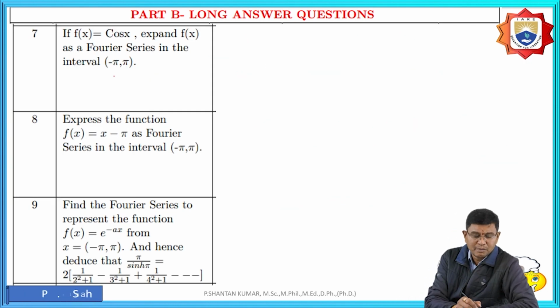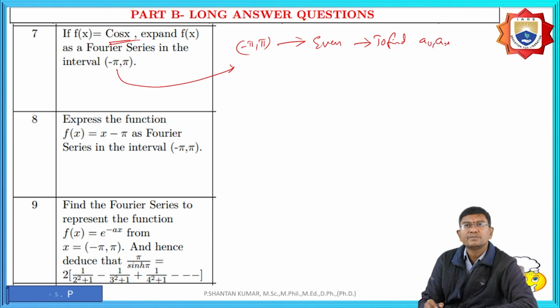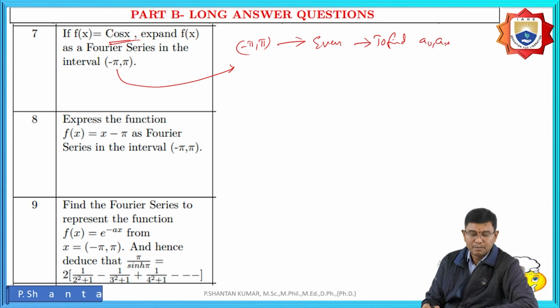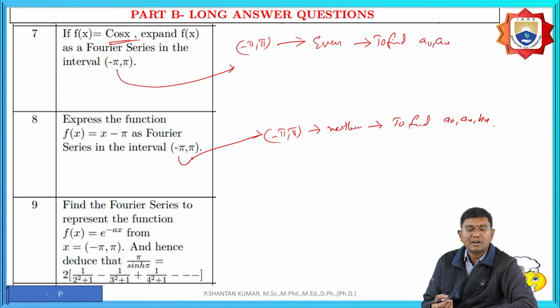And seventh one, minus pi to pi. Here the function is a cos, it is even, so to find a naught and an, those are the required solutions. And again next one, minus pi to pi. The problem is based upon a neither function, which means finding a naught, an and bn, and with the help of suitable formulas we can replace and find the solutions.